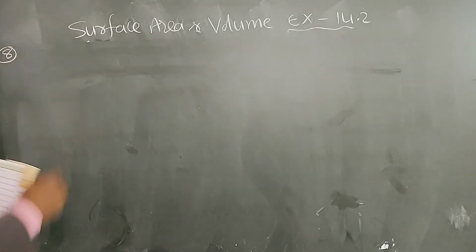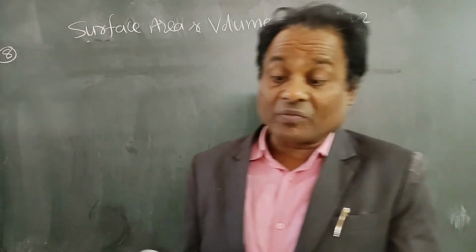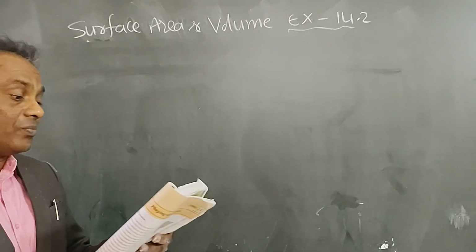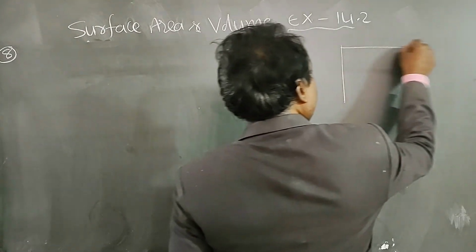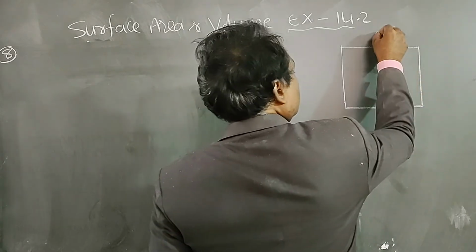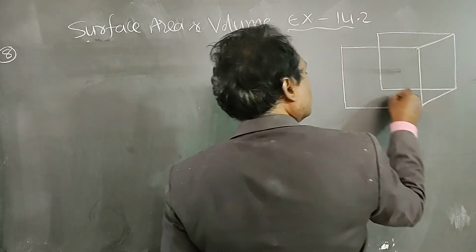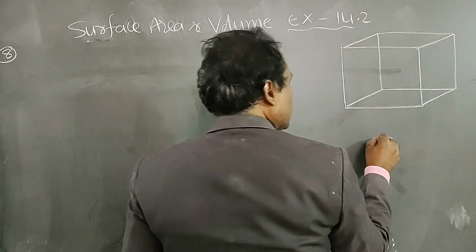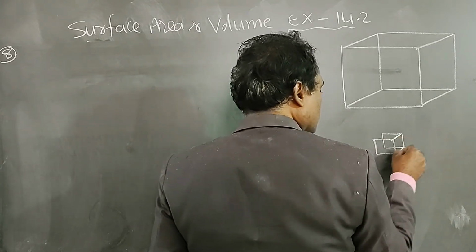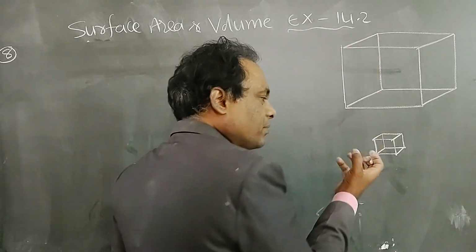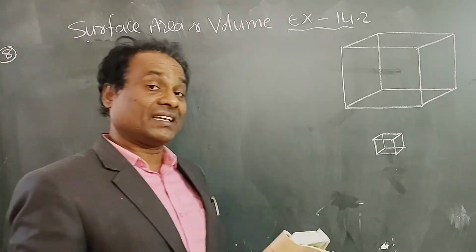Eight. How many cubes of edge 4 centimeters each can be cut out from the cuboid whose length, breadth and height are 20, 18, 16? See, there is a cuboid, and small cubes are cut out from this. From this we are making small cubes. How many cubes can we make?